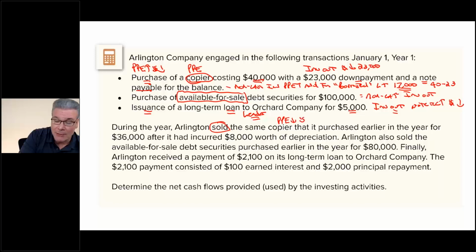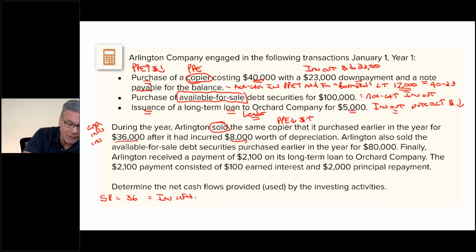That's going to go down, cash is going to go up. That we purchased earlier in the year for $36,000. It had incurred $8,000 worth of depreciation. Okay, so we sold it for $36,000. You ready? One step at a time. So that's going to be a cash inflow, investing. Our selling price, $36,000. That will be an investing inflow.